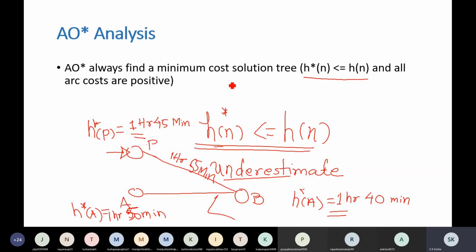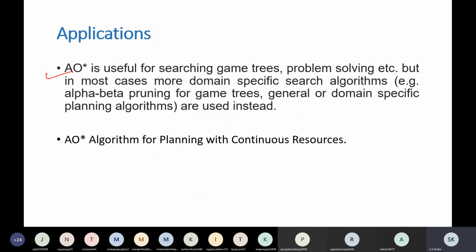So any question on this? Why is this statement true? Therefore, whenever you are going to decide on a heuristic function, it should be an underestimate. Yes, that is the reason. So therefore, we will move to the final remarks on the applications of this algorithm.